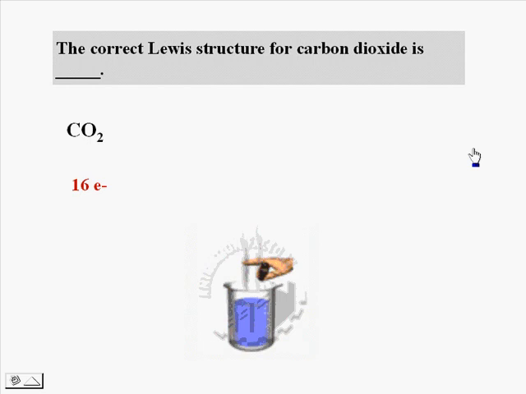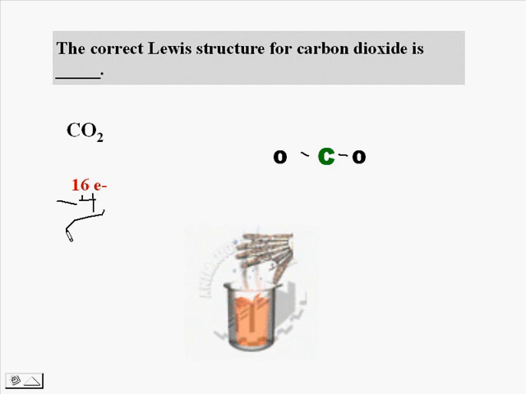Carbon dioxide, 16 valence electrons. Here's your central atom. We're going to use 4 electrons for bonding, and that leaves us with 12 left over. You can't use any more than that. Here's 1, 2, 3, 4, 5, 6, 7, 8, 9, 10, 11, 12. Now oxygen has 8, but carbon only has 4.